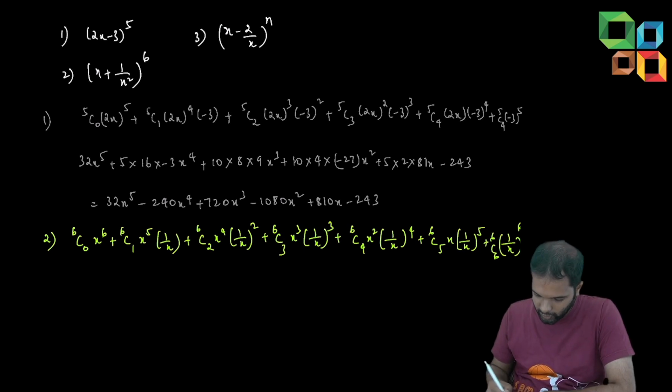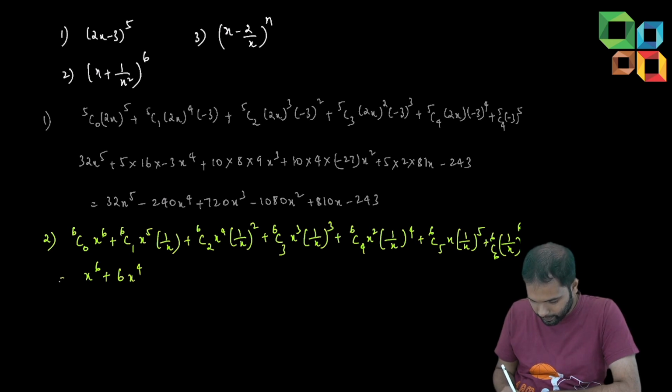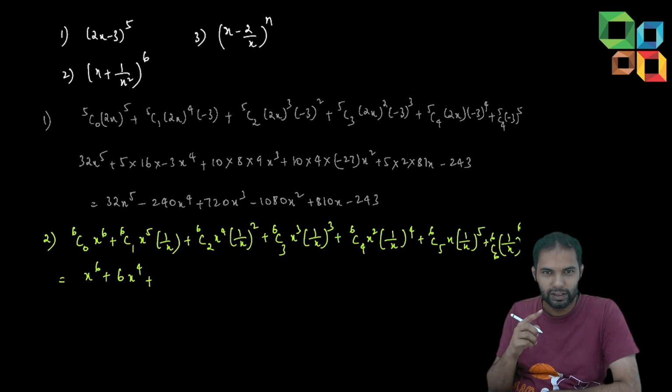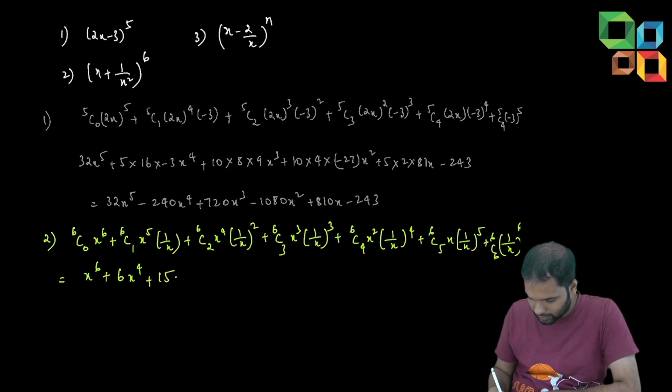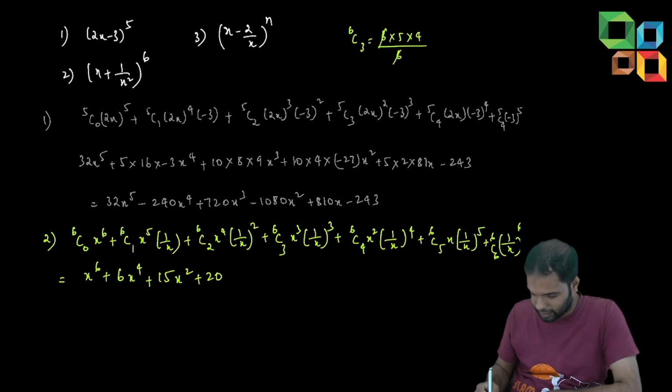Right. If you want, we'll write the values. 6c0, which is 6. 6c1, 6 into x power 5 by x is x power 4. 6c2, 6 into 5 by 2, 3 into 5, 15. X power 4 by x square is x square. Next 6c3. So let's figure out, 6c3 is 6 into 5 into 4 divided by 3 factorial, which is 6. That's 20. 20 x cube by x cube is nothing but only 20.